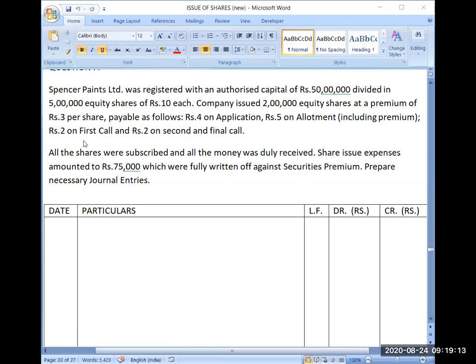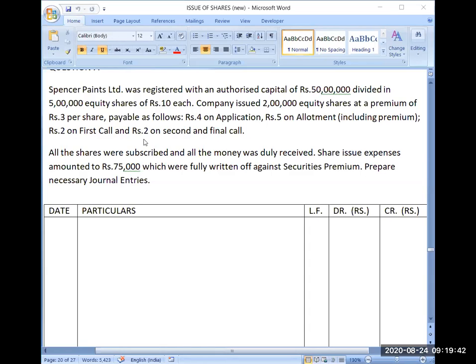Issue price means the value you get after adding the premium or after deducting the discount; that is termed the issue price. Because this question is of premium, 10 plus 3 should be 13. So 13 should be the issue price. The breakup given here should also be equal to 13. So I will check it, because some value might be missing, and if some value is missing, I will find it out.